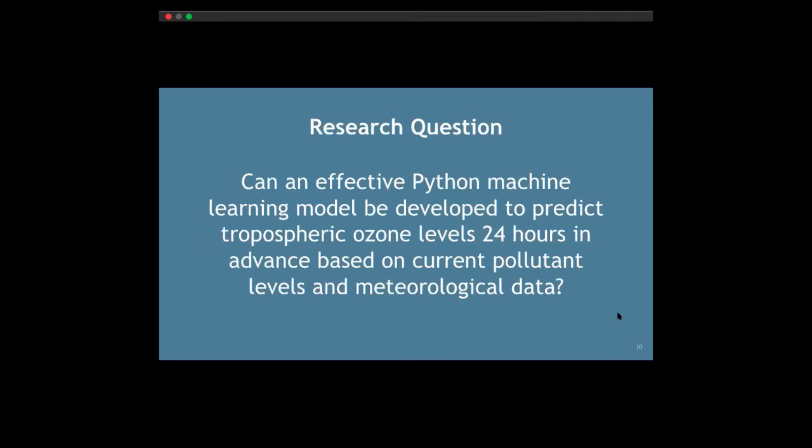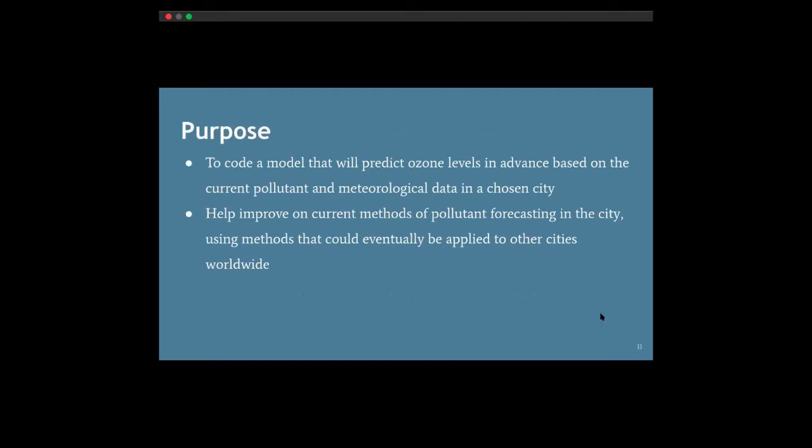So our research question was, can an effective Python machine learning model be developed to predict tropospheric ozone levels 24 hours in advance? The end goal of this project was to create a Python code which would clean up data and use machine learning to analyze relationships between current pollutant and meteorological variables and future ground ozone levels, using them to train a machine learning model that would be able to produce statistically significant predictions of hourly ozone levels in advance.